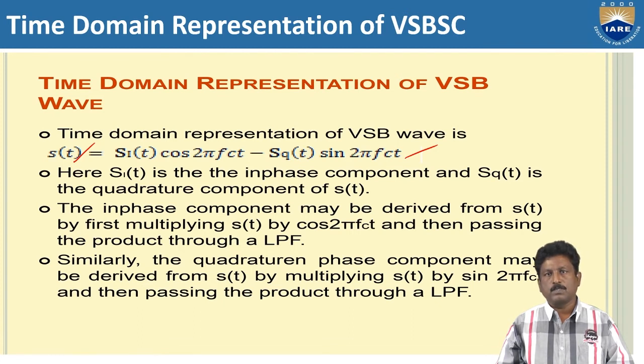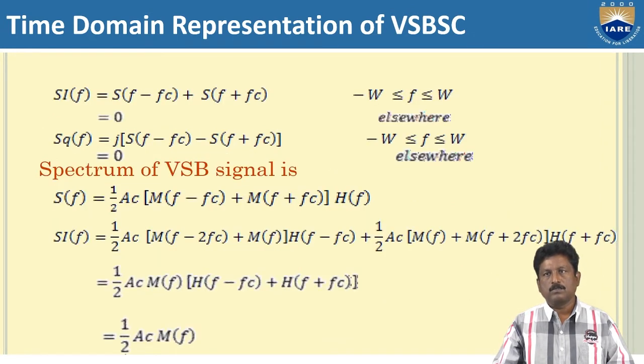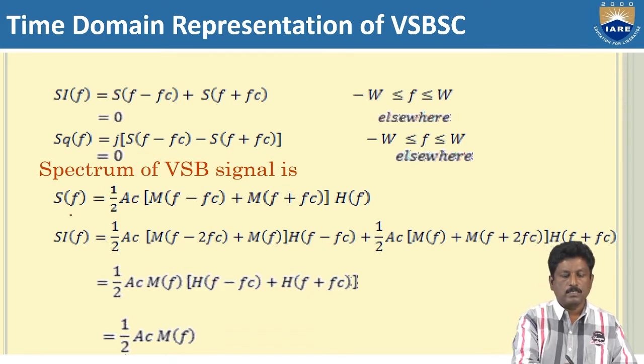Time domain means the equation will be in terms of time: S of t, or m of t, or c of t, which is the carrier signal. Once you apply the Fourier transform, you can convert this time domain signal into the frequency domain. So this is the mathematical equation for the frequency domain. That is the spectrum, nothing but the conversion of the standard time domain signal S of t into the frequency domain, S of f.